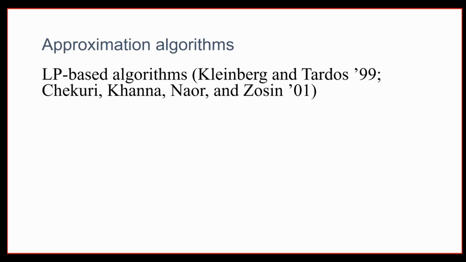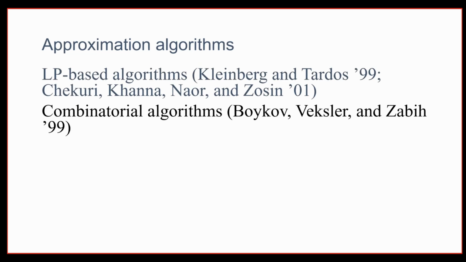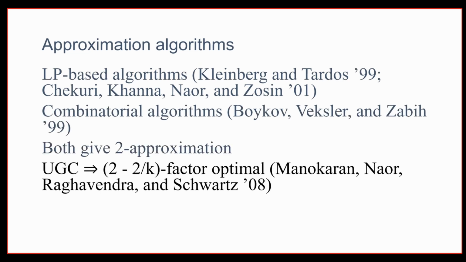There are approximation algorithms for this problem. You have linear programming based algorithms, which were introduced by the Kleinberg-Tardos paper and later improved by the Chekuri paper, which I think also appeared in SODA 2001. And the Boykov, Veksler, Zabih paper gave combinatorial algorithms, which are basically max flow type algorithms. Both these types of algorithms give 2 approximations. And we know that, assuming the unique games conjecture, the best you can do is a 2 minus 2 over k factor approximation.